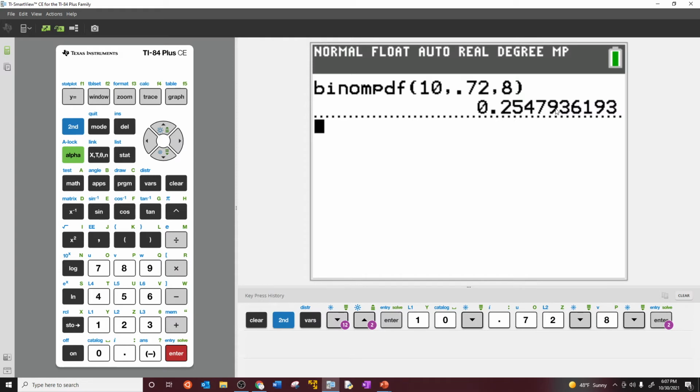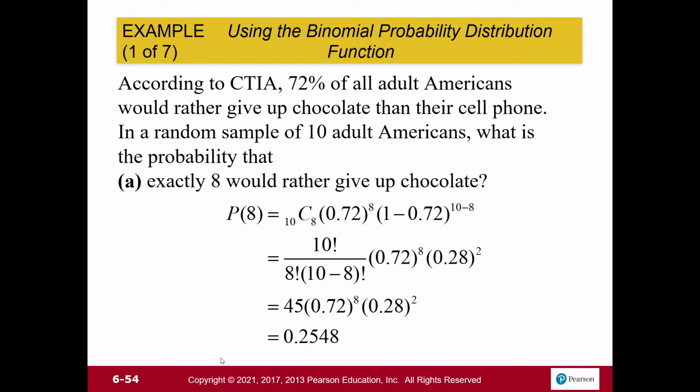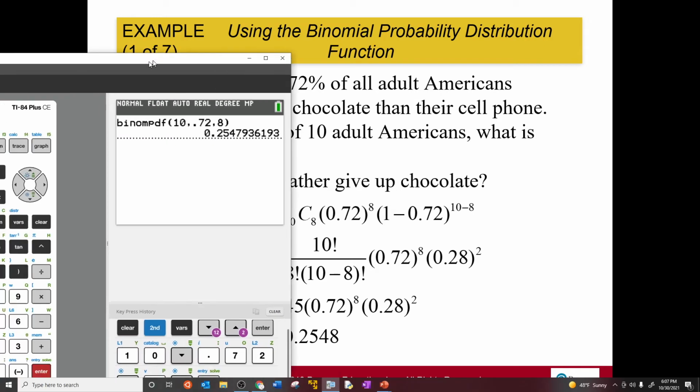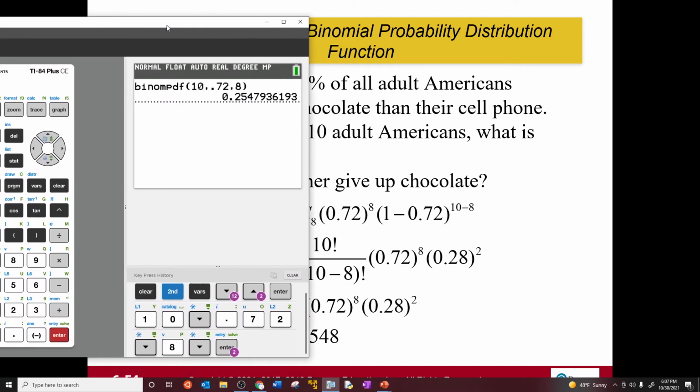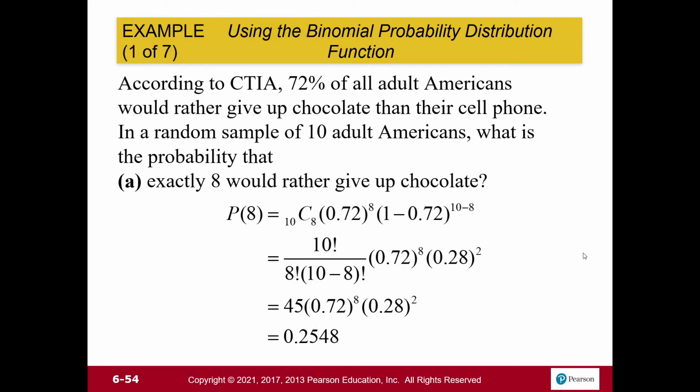So we got 0.2548, and that's pretty much what they got when you round it off to 4 decimal places. We got the exact same thing, and that's how we do it. We use our technology to do it. I'm sure StatCrunch and other software can calculate it. Even Googling binomial calculator will be able to calculate this for you as well.